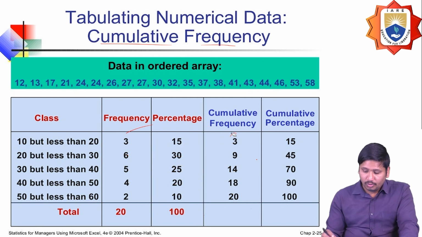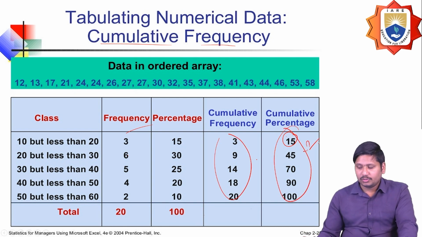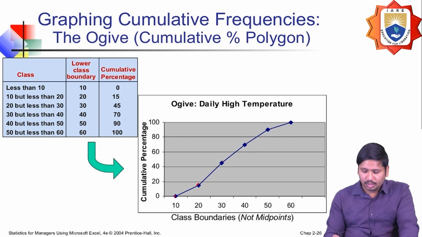How can I obtain the cumulative percentage also? For the cumulative percentage, I repeat the same steps. Initially I take 15, and 15 added to 30 becomes 45, 45 plus 25 is 70, 70 plus 20 is 90, and 90 plus 10 is 100. Like this I get the cumulative frequency and cumulative percentage values. Once that is done, I can construct the ogive by marking the points on the graph and simply joining those dots with a straight line.